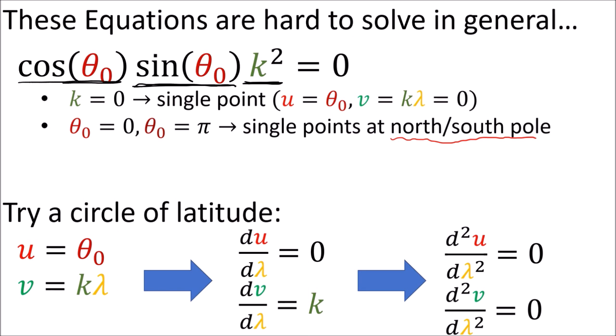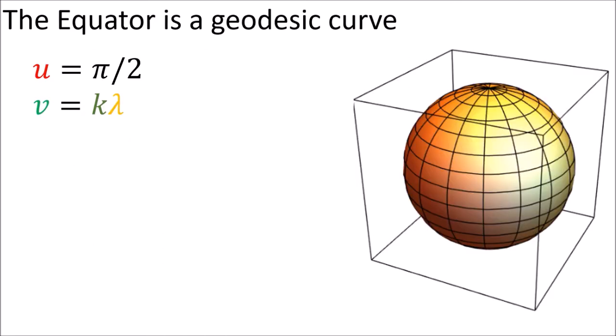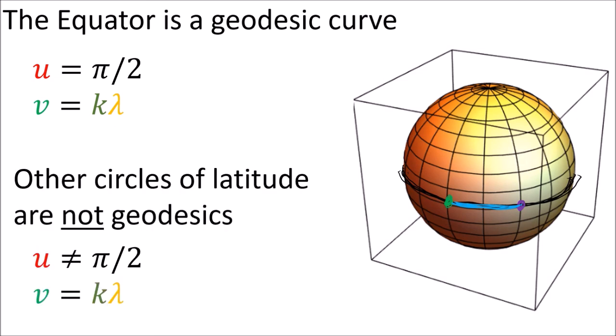The last option is to make this cosine part go to 0 by setting theta naught equal to pi over 2. And this is a path that goes around the equator, right? It's the curve where the latitude is exactly halfway between the north and south poles, halfway between 0 and pi. So what we found here is that going around the equator, where u is equal to pi over 2 and v is equal to k times lambda, this path is a geodesic curve on the sphere. So the shortest way to get between two points on the equator is just to travel straight along the equator on the geodesic path.